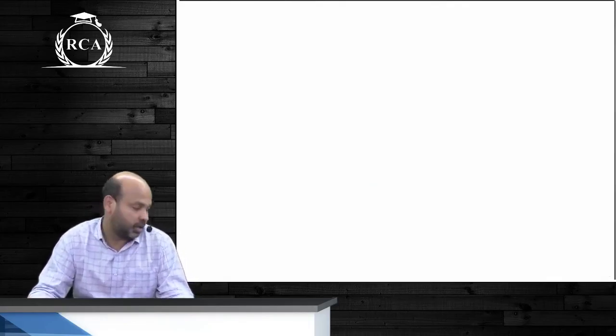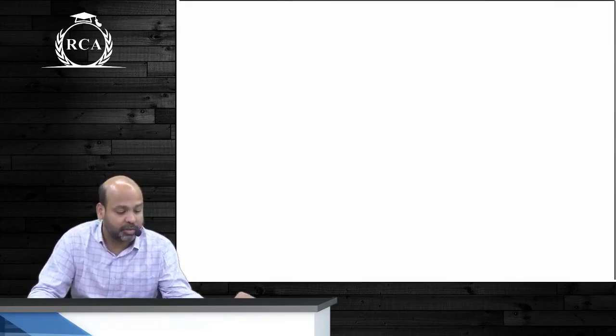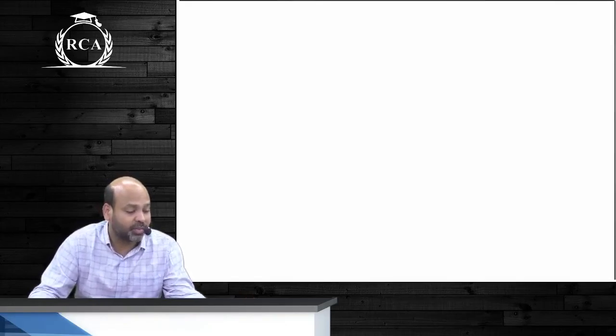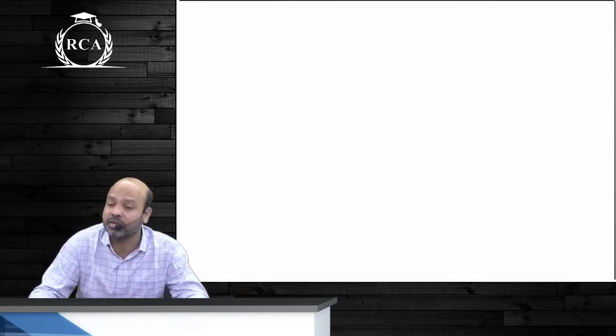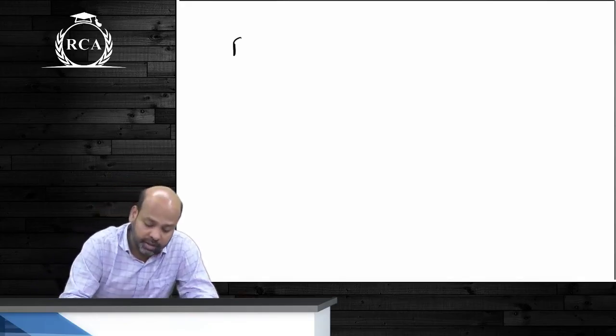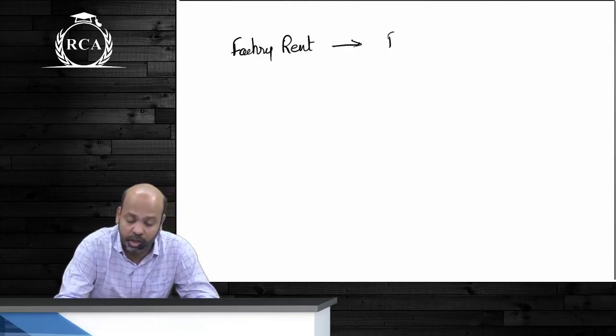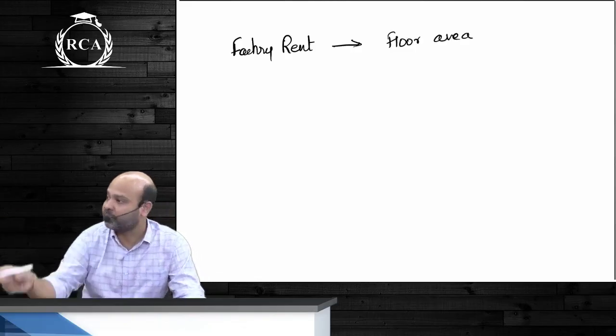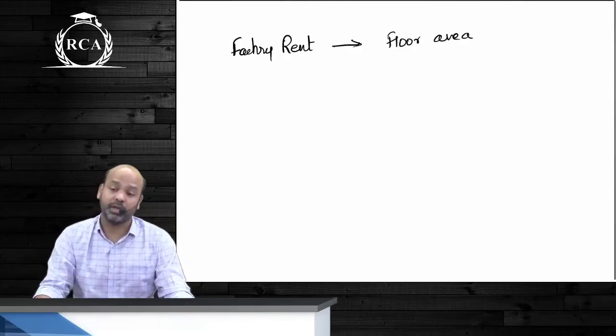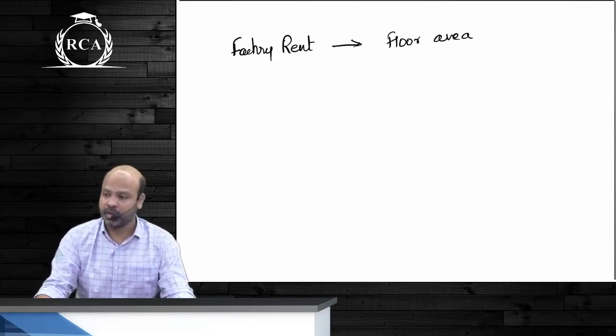Now, whenever expenses are commonly incurred for multiple departments, you will need an allocation basis to apportion those expenses to different departments. Yes or no? If it is factory rent, it will be allocated to different departments on the basis of floor area. How much area is occupied by each department? On that basis, can I allocate this factory rent to all the departments?